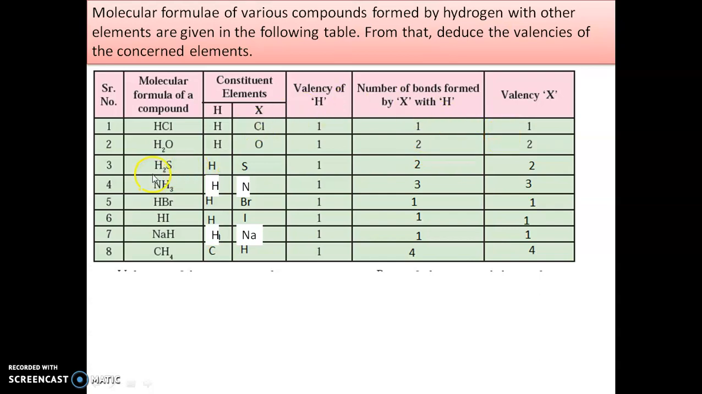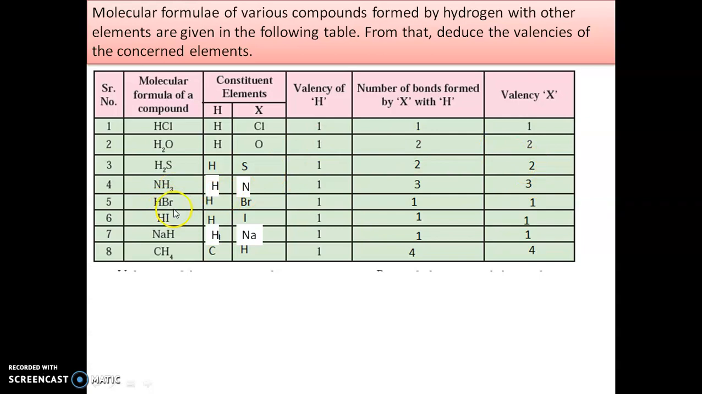Now, moving further. H2S. H and S. Valency of hydrogen is 1. Now, one sulfur atom is forming 2 bonds with hydrogen. Therefore, valency of sulfur is 2. Here you have to understand this. Now, here NH3. You tell me, children, what are the constituents? We have H and we have N. N stands for nitrogen. We all know that valency of hydrogen is 1. Now, one nitrogen atom has formed how many bonds with hydrogen? 3. So therefore, valency of nitrogen is 3.